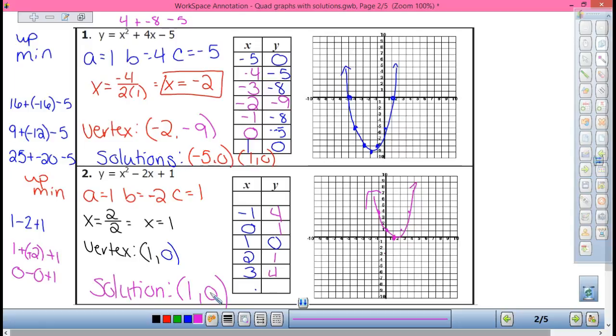Yes? Yeah, because you still have to graph it. That's still part of the problem. Yep, so you still have to do everything else. Okay?